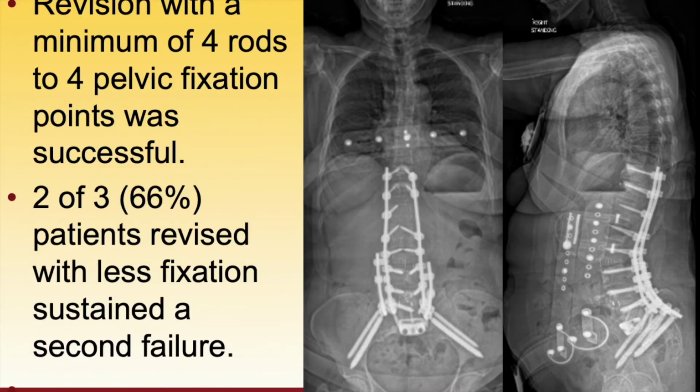Of the 6 patients we revised, 3 of those we attempted to revise initially with less than 4 points of pelvic fixation, and 2 of those 3 went on to sustain a second failure. So we learned from this process that if you're revising one of these failures, you need at least 4 screws and 4 rods to the pelvis.